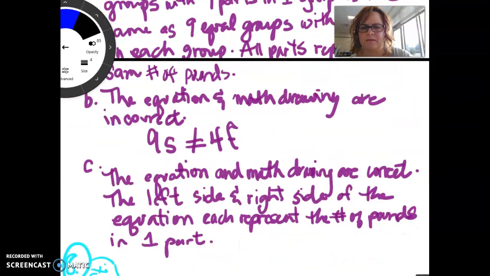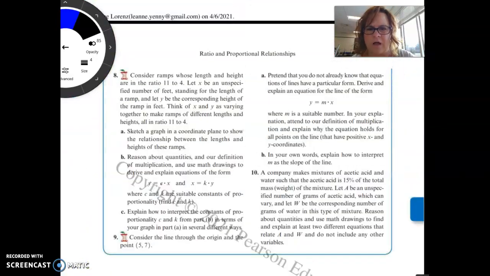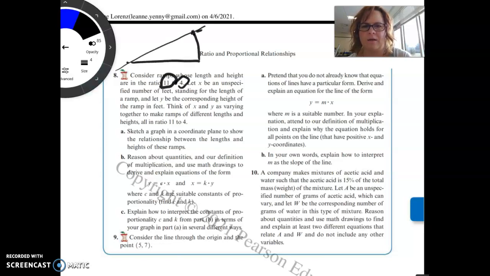All right. Number 8. Number 8 is to draw a graph to represent the situation. So we have a ramp whose length and height are in the ratio 11 to 4. So for every 11 in length, we have 4 in height. So for every 11 we go over, we go up 4. Right? So I like to think about it and visualize it right when I read it.